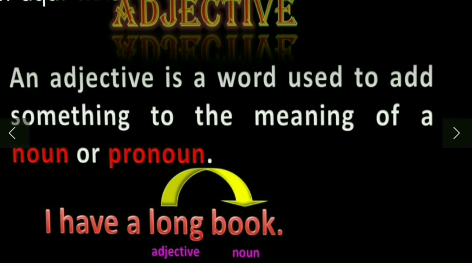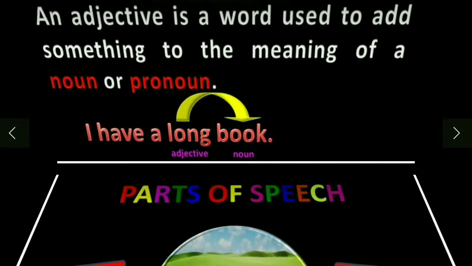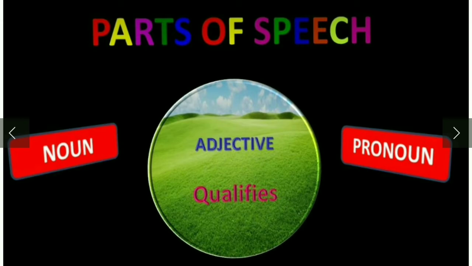Here long is the first adjective of the object book. What kind of book? Long book. How many books are there? A book. So here both the words long and a qualify the noun, that is book. So here we can say that in this sentence the words a and long are called the adjective words. Got it? So here we can say that an adjective is a word that qualifies a noun or a pronoun.